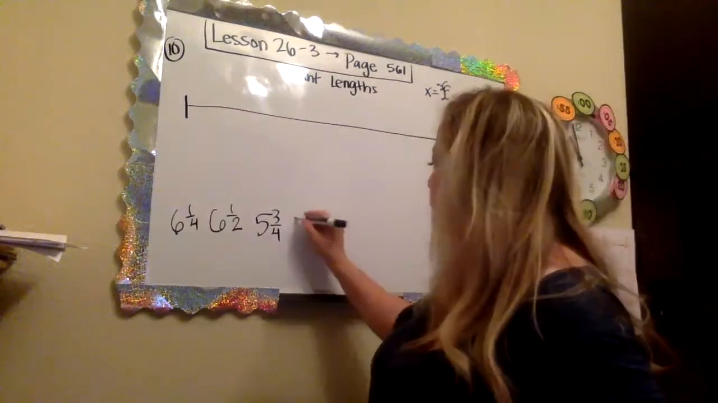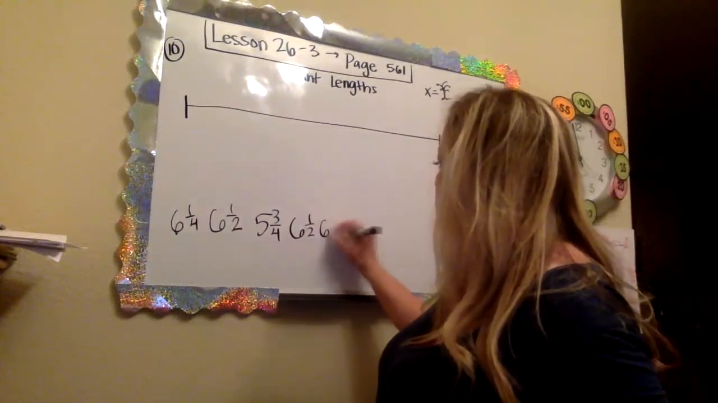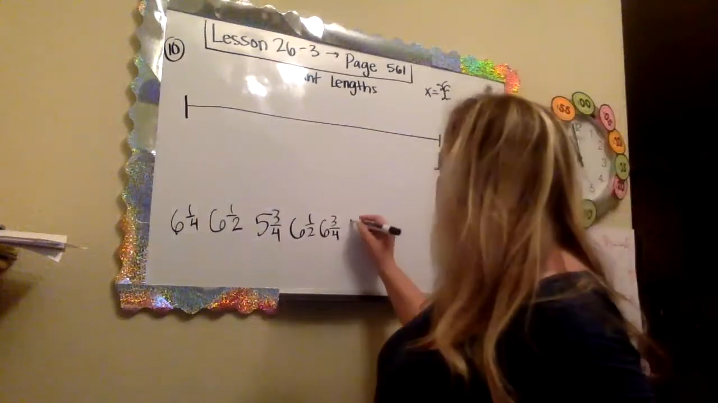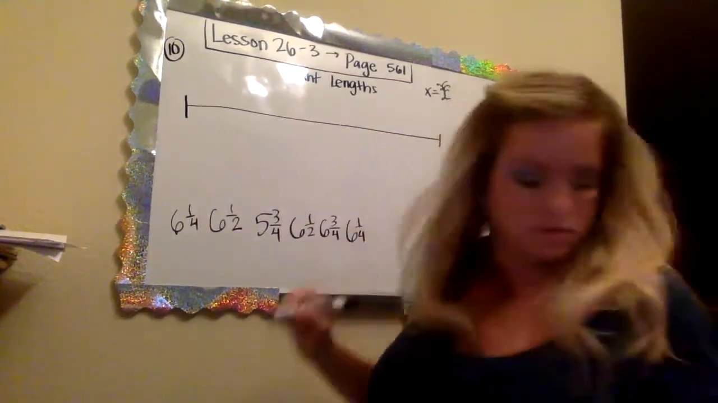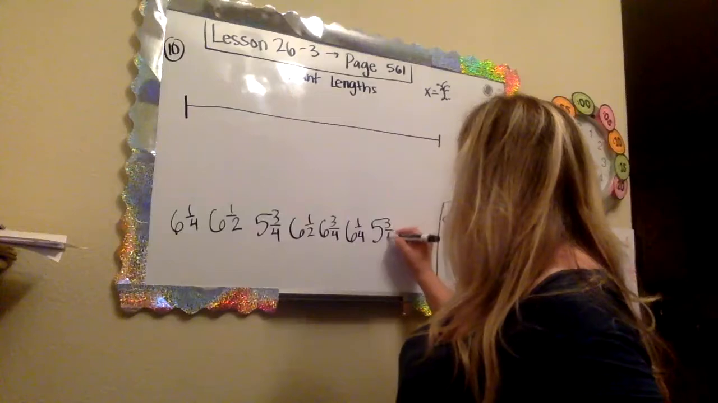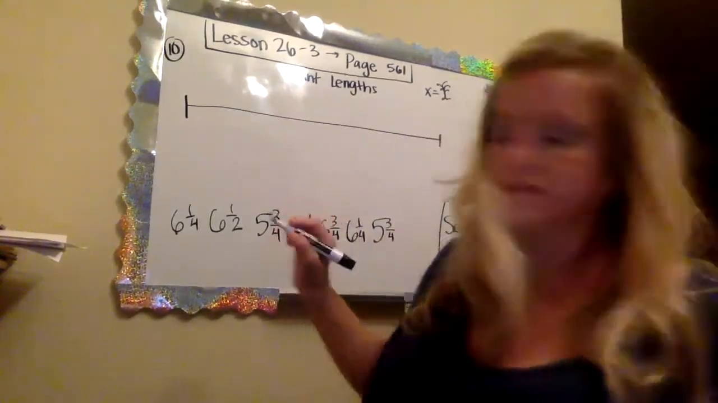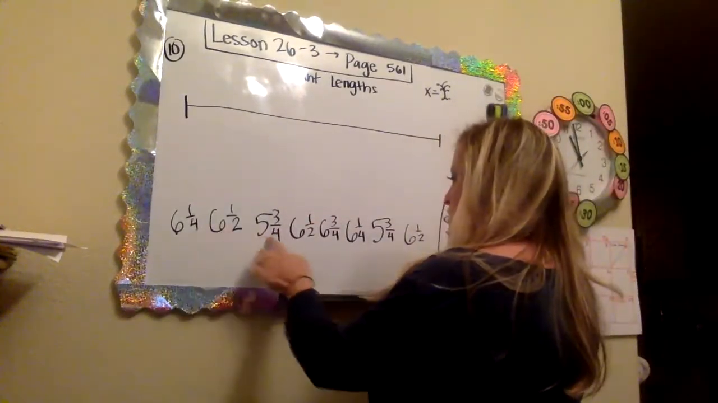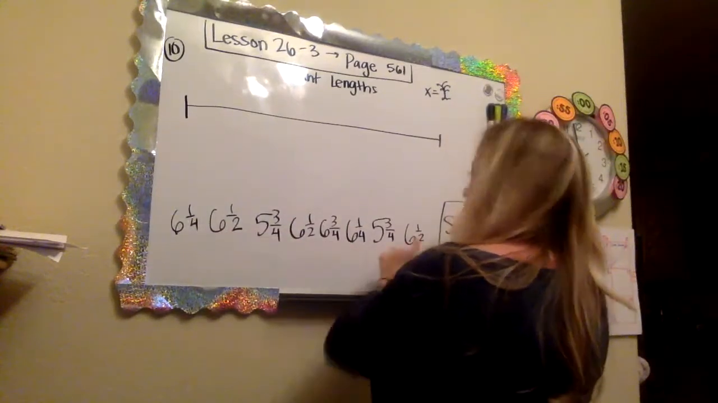6 1/2, 6 3/4, 6 1/4, 5 3/4. Just recognize that, I already had that. And 6 1/2. So let's make sure I wrote down 8. 1, 2, 3, 4, 5, 6, 7, 8.